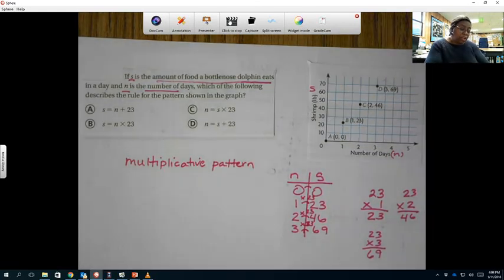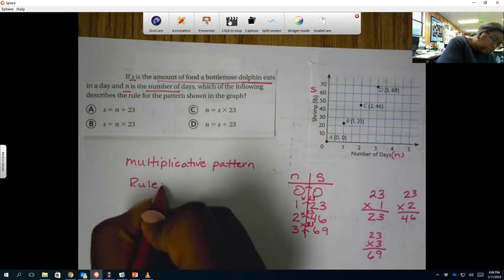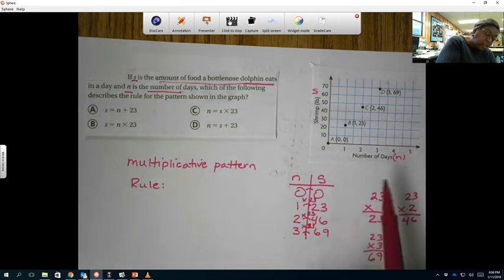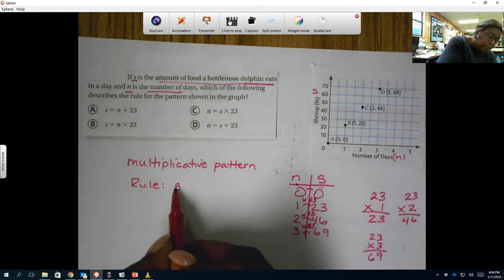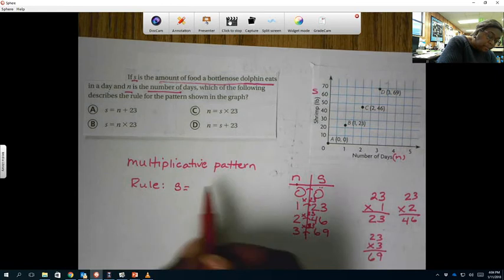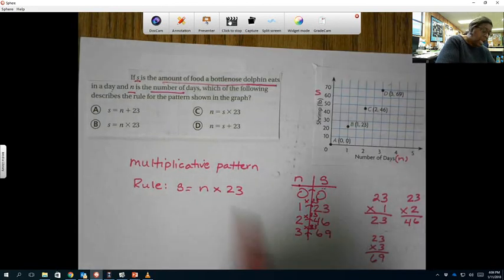So when I'm looking for the rule, I'm going to say, what is the relationship between the number of days and the shrimp that he eats? The shrimp is determined because I do the number of days times 23. And that would be answer choice B.